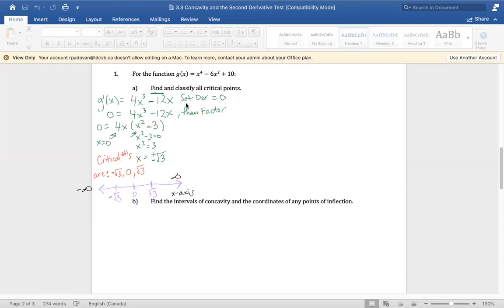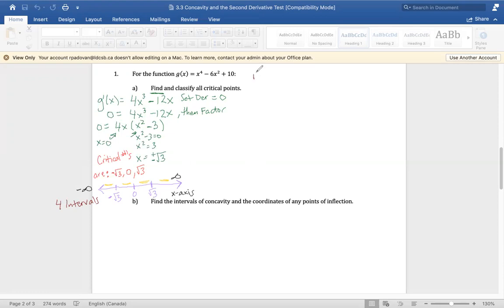So our intervals are from negative infinity to negative square root of 3, negative square root of 3 to 0, 0 to square root of 3, and square root of 3 to infinity. So 1, 2, 3, 4 intervals, just to mark down, because that will help us with our chart, right? I have 4 intervals that I'm looking at. Where can I fit this chart? Up above as best as I can here.